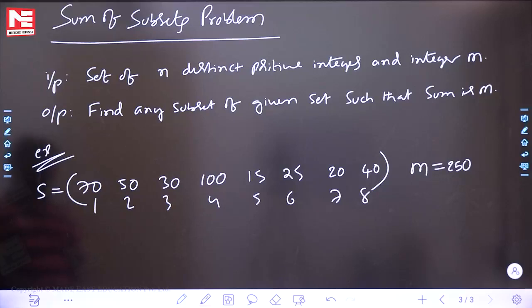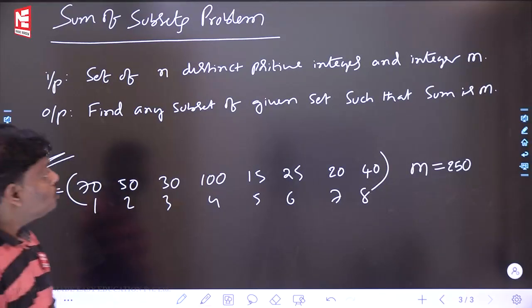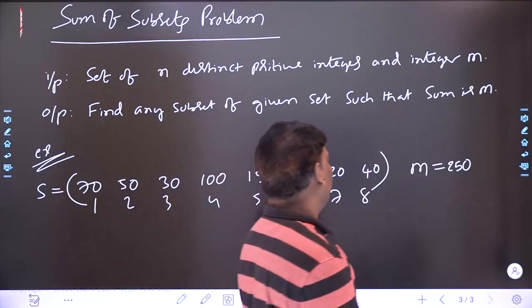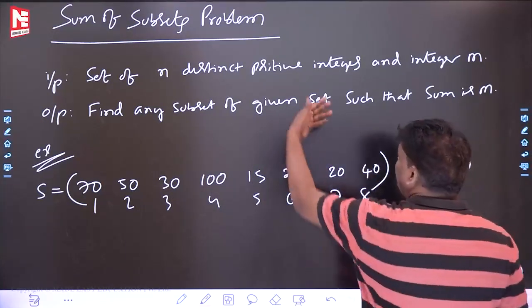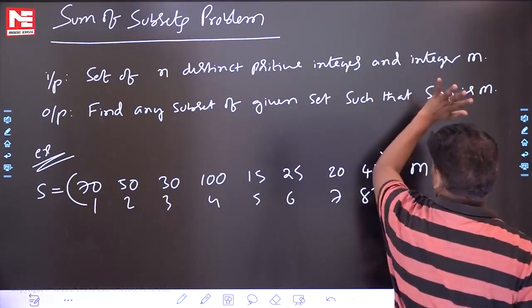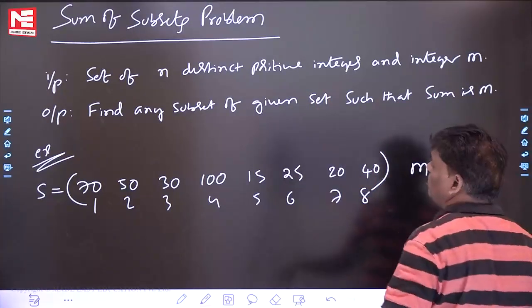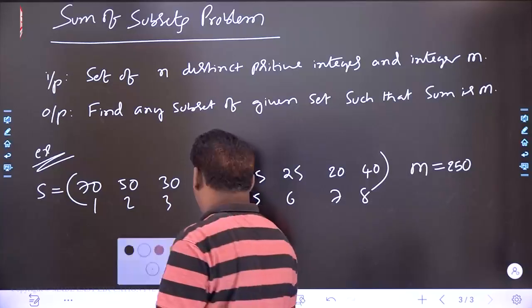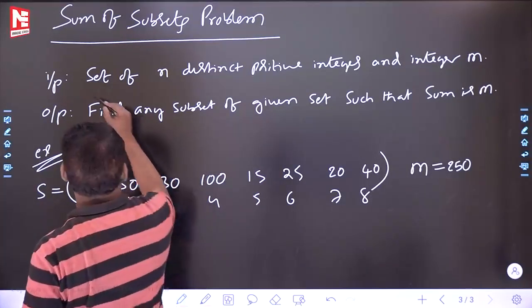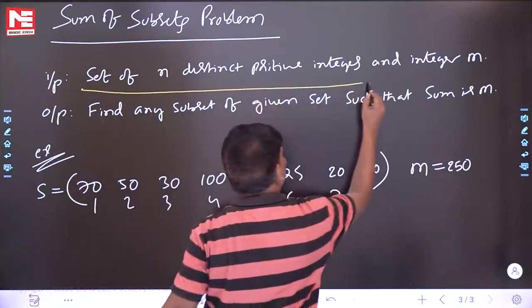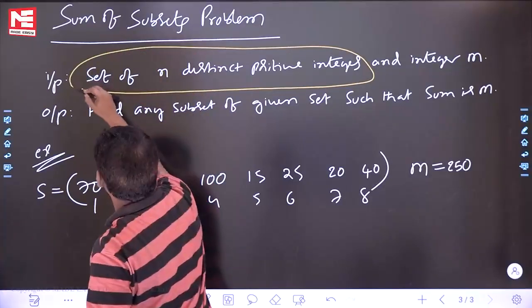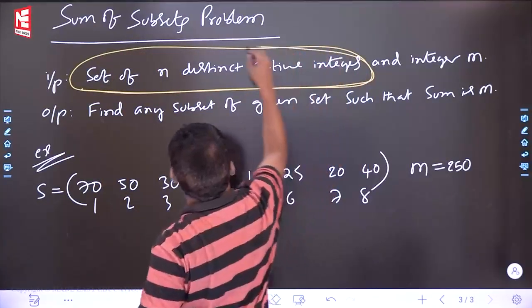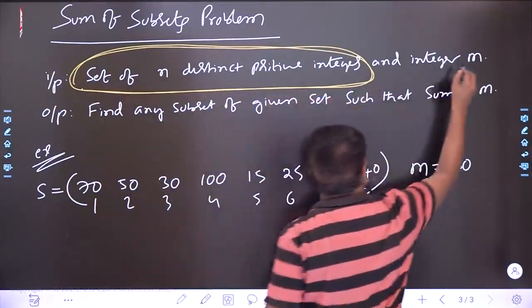Let me read the sum of subsets problem. What is the meaning? See this one. Input: a set of n distinct positive integers and an integer m. N integers and one more integer m, totally n plus 1 inputs. What is the output? Find any subset. Let me write this. Input is going to be a set of n distinct positive integers and an integer m.